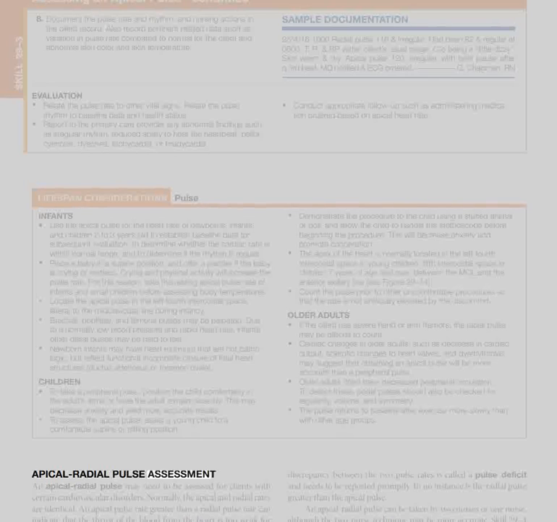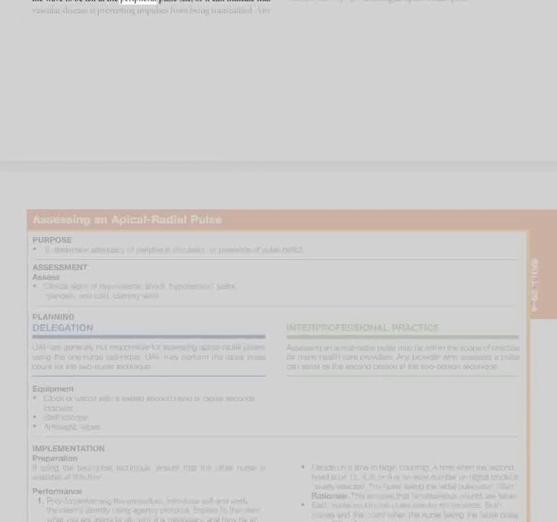Apical radial pulse assessment. An apical radial pulse may need to be assessed for clients with certain cardiovascular disorders. Normally, the apical and radial rates are identical. An apical pulse rate greater than a radial pulse rate can indicate that the thrust of the blood from the heart is too weak for the wave to be felt at the peripheral pulse site, or it can indicate that vascular disease is preventing impulses from being transmitted.